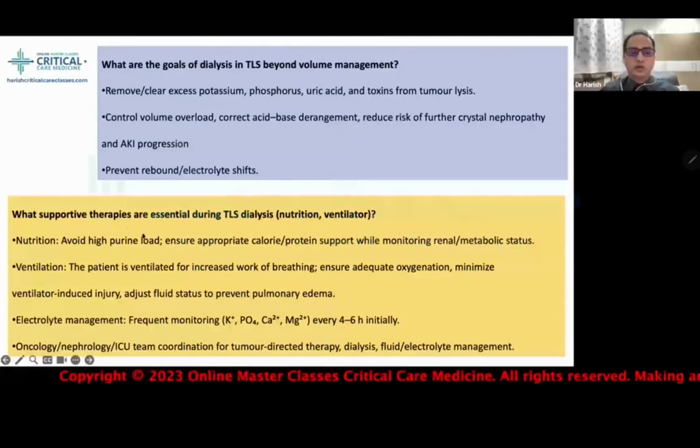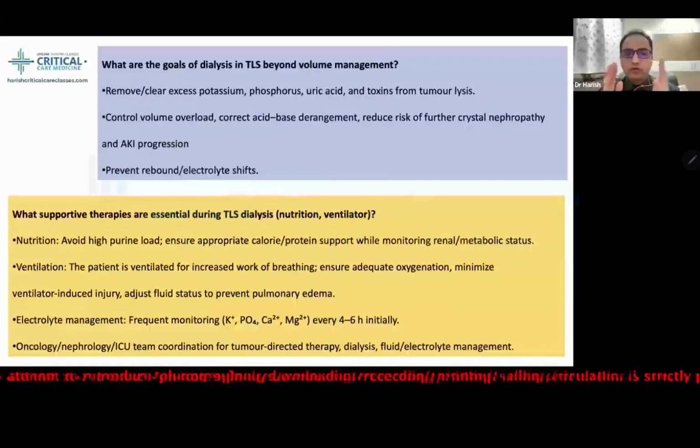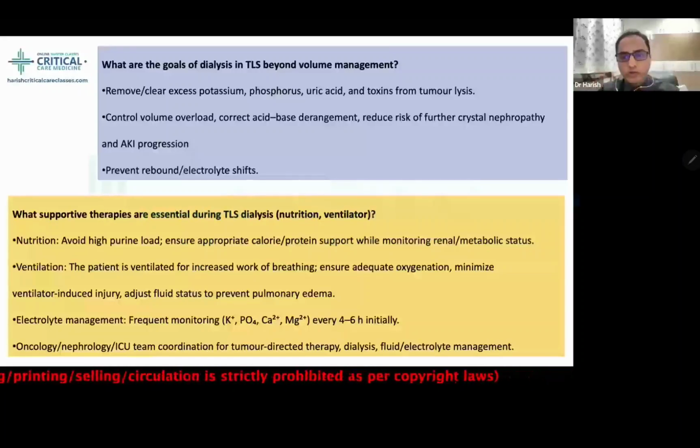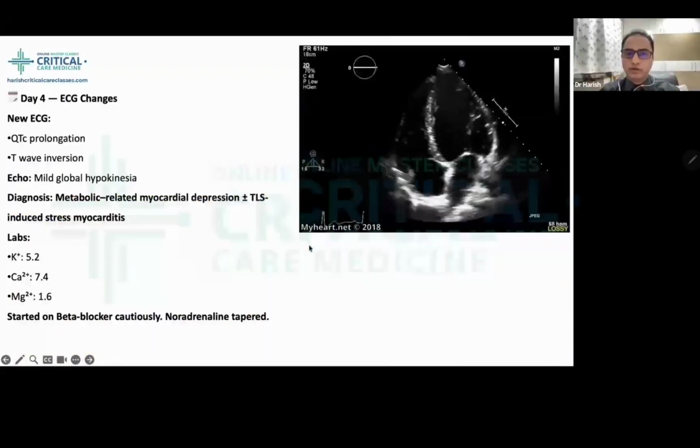Okay. So what other supportive therapy do you need in TLS? Nutrition, fluid balance, lung protective ventilation, monitoring. Then we need oncology, nephrology, ICU team coordination, because we need to plan renal support and targeted therapy for the tumor with ongoing overall supportive care from the ICU. So that is very, very important. Along with the therapies we do for phosphorus, potassium binding agents, fluid, rasburicase, with dialysis we need other therapy also in the intensive care unit.